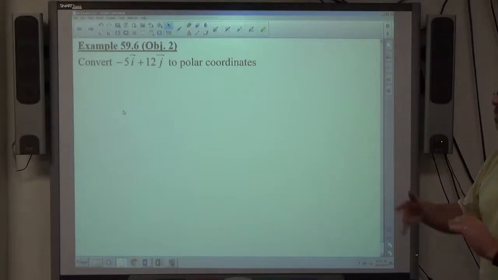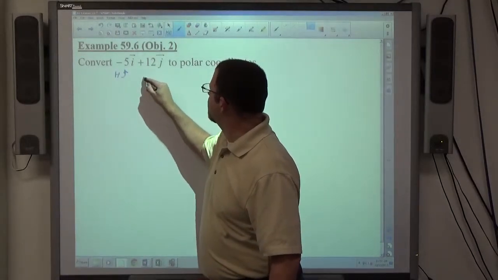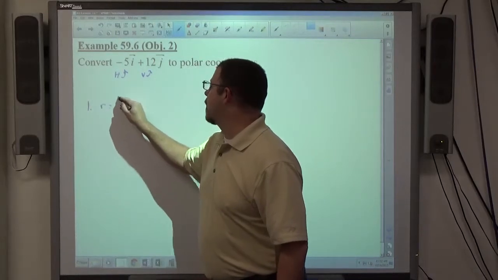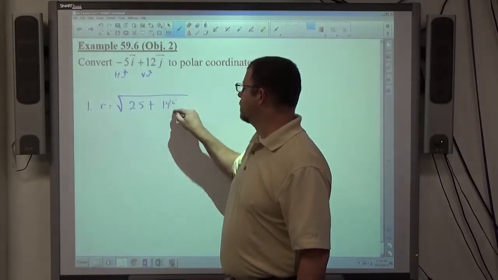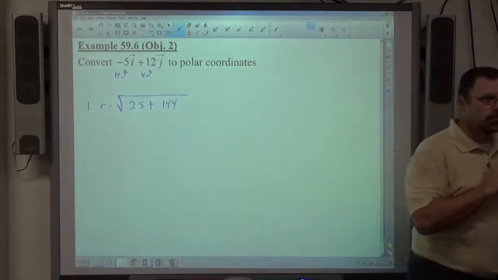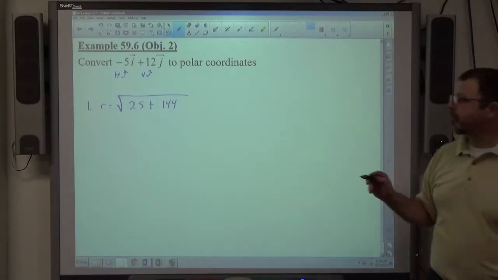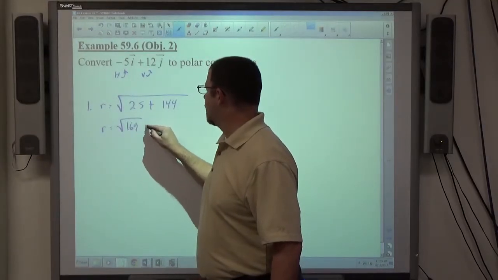Okay, example 6, same job. Convert to polar coordinates. This is H, this is V. So, step 1, R is going to be the square root of 5 squared plus 12 squared. Again, I don't care that 5 is negative, the 12 is positive. I just square them, I get positive numbers every time. So R is going to be the square root of 169, better known as 13.